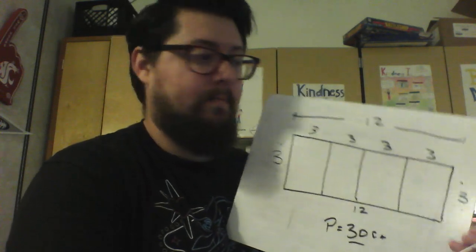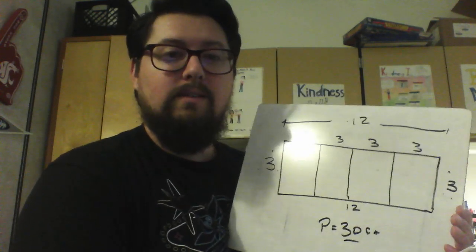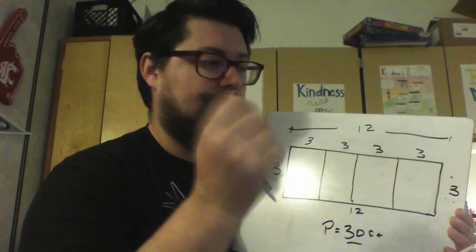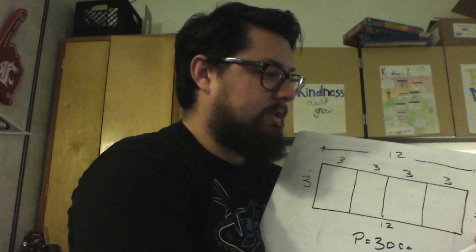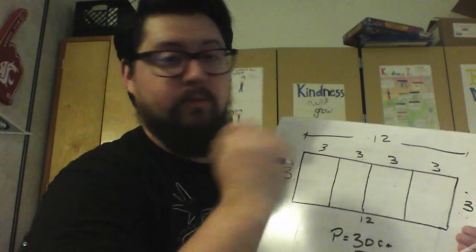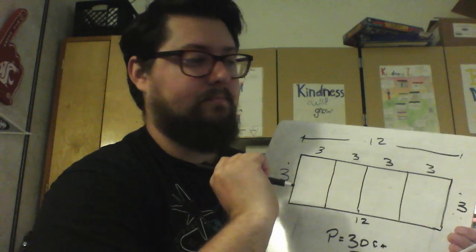Would you look at that? Look at that. All we had to do was start somewhere. We figured it out. We just have to start somewhere. So here's the question. If the deck's perimeter is 30, which we know, what is the area?